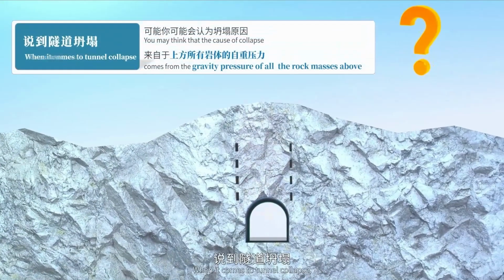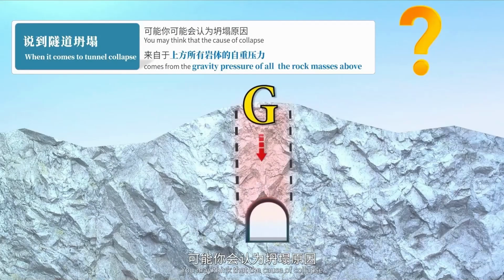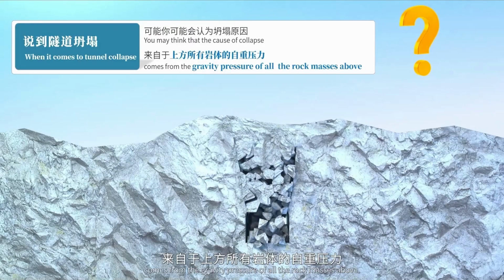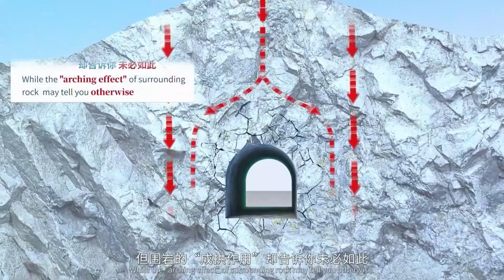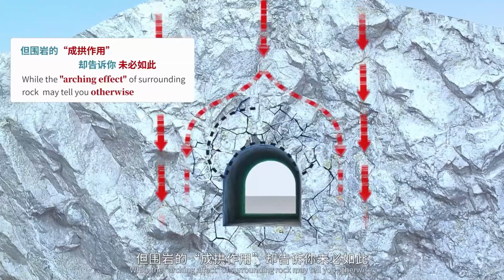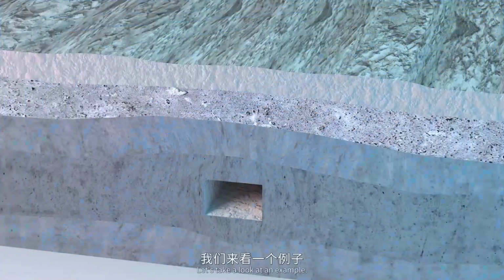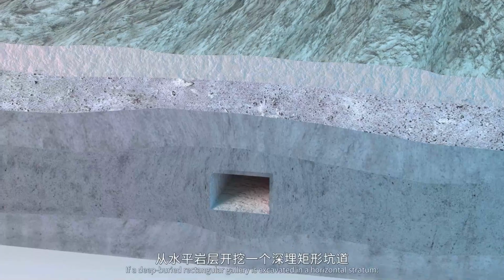When it comes to tunnel collapse, you may think that the cause of collapse comes from the gravity pressure of all the rock masses above, while the arching effect of surrounding rock may tell you otherwise. Let's take a look at an example.